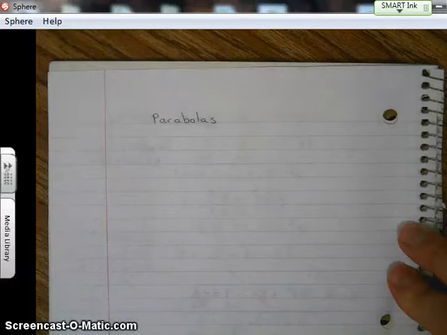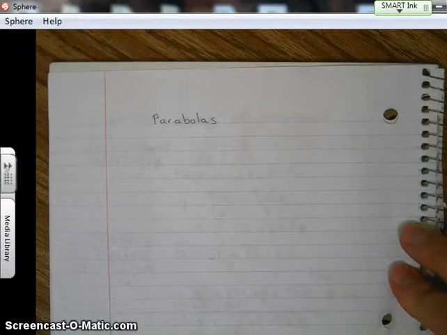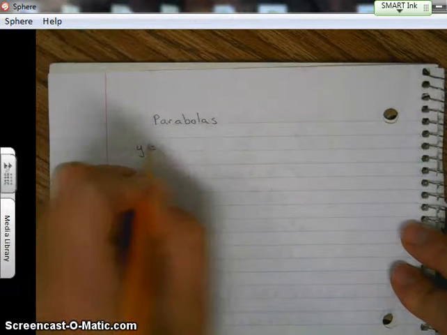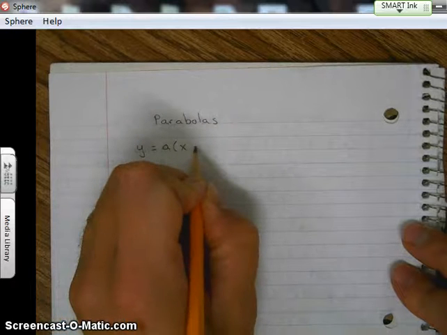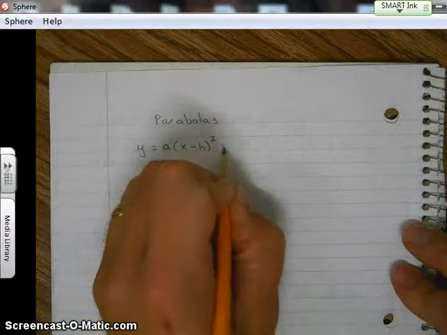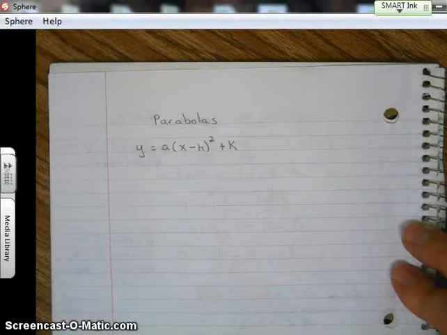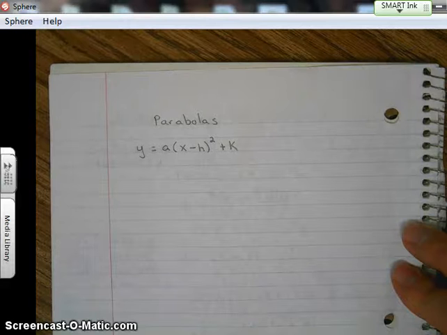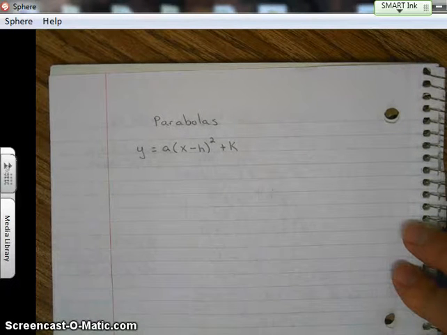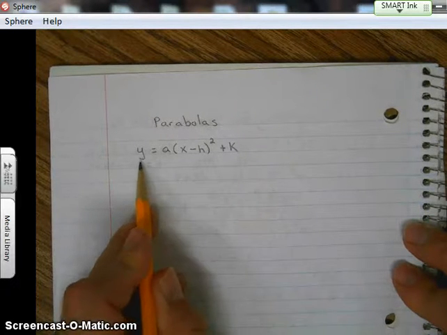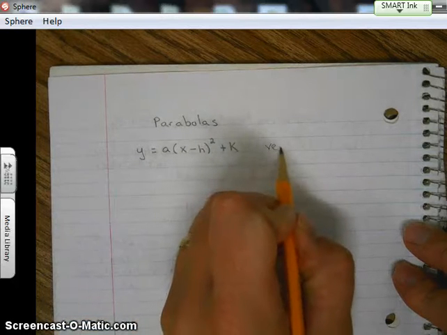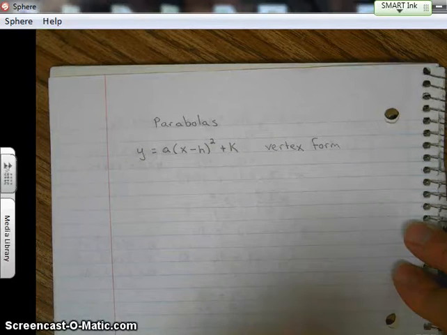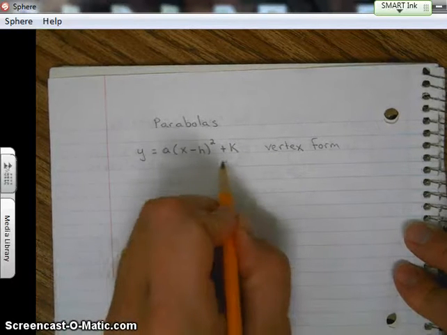So we're going to continue our study on parabolas. Let's take a look at our equation in vertex form. Okay, so we're going to look at the standard form for this equation. We're going to change this equation up just a little bit. This is vertex form. And we're going to change this equation up just a little bit. We're going to move the k over to the other side.